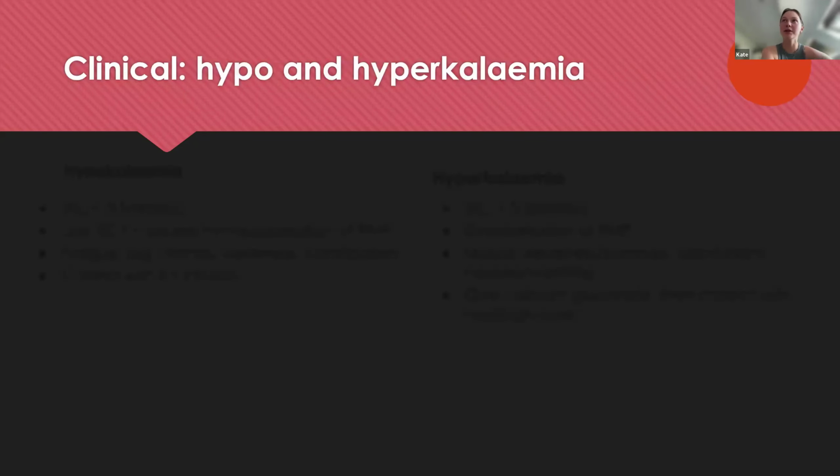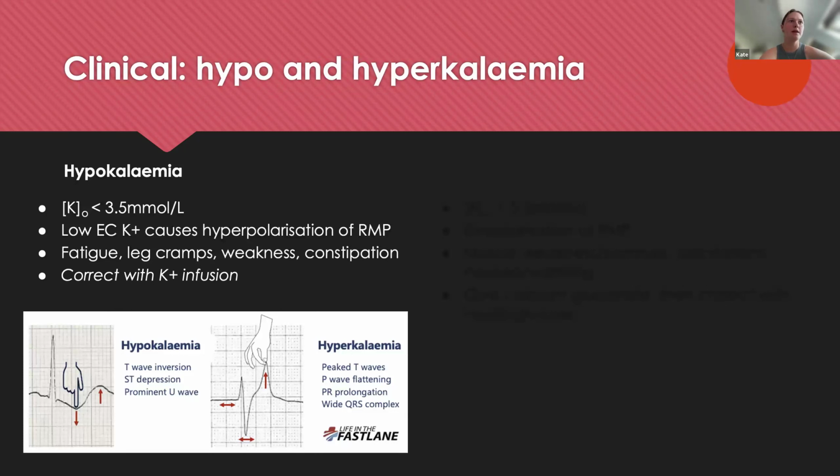A little bit of clinical for you. Again, this is extra, but nice to include in an essay. And so we've just spoken about how important potassium is. So you can imagine when you're varying potassium, which is what hypo and hyperkalemia mean, low and high potassium, you get cellular effects and you get effects on the body. So in hypokalemia, and this is defined as when potassium is less than 3.5 millimoles per liter, this is extracellular. It causes hyperpolarization of the resting membrane potential. And this often can present with fatigue, leg cramps, weakness, constipation.